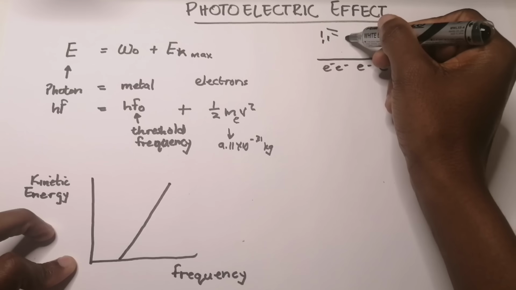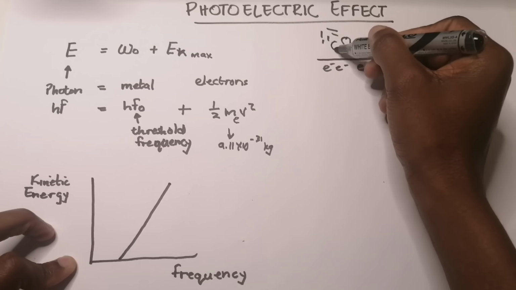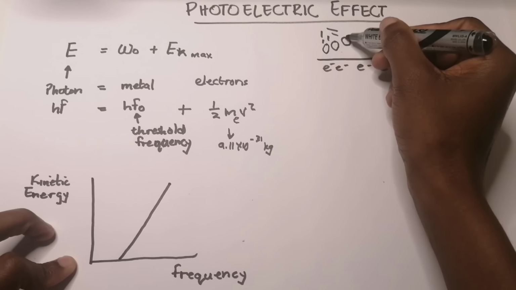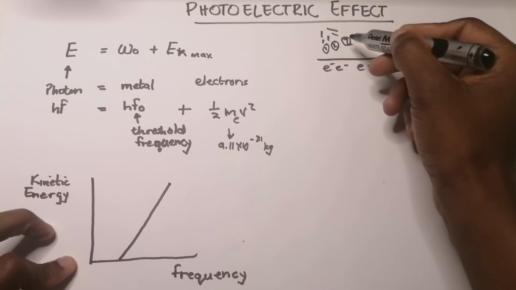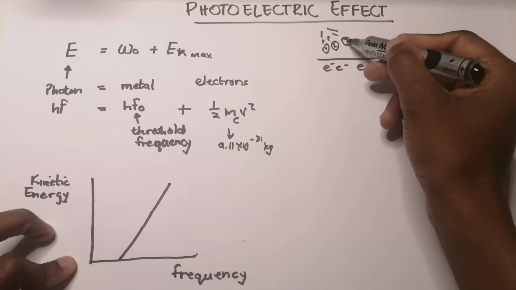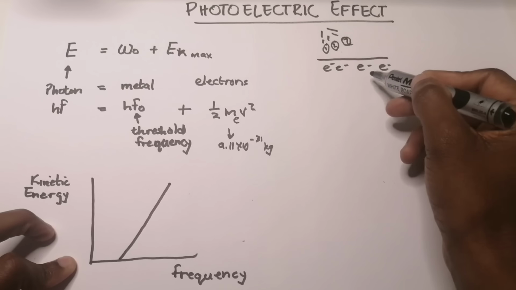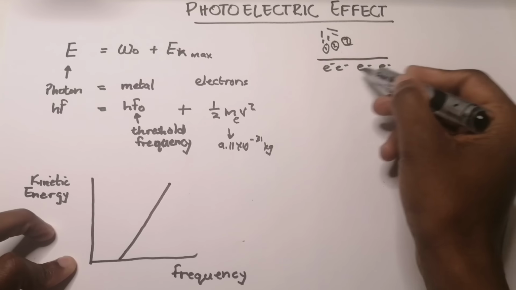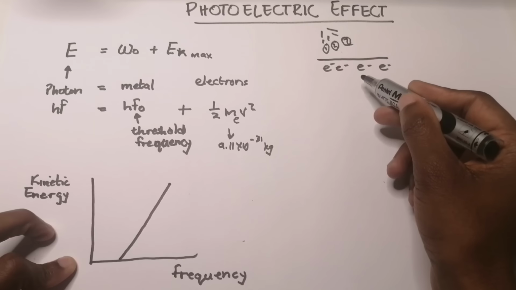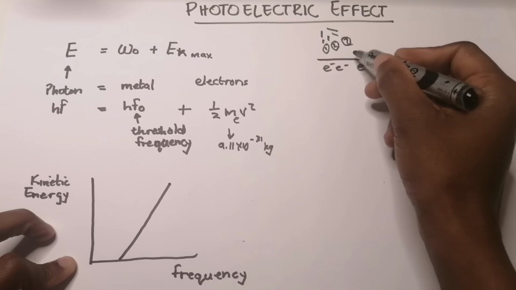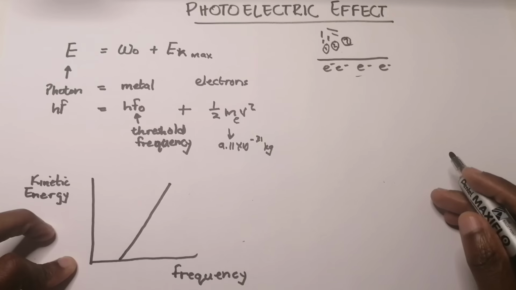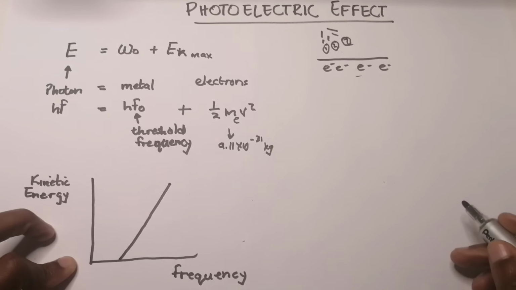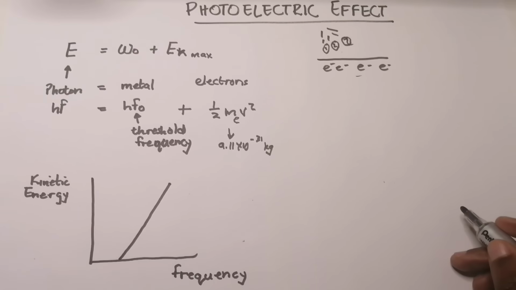So what happens? We said that light has packets of energy that are called photons. Okay, right. So if the energy of the photon is less than the minimum energy required, that is the work function, what happens? The electrons will not move. So electrons will just remain inside, or rather will remain on the metal.